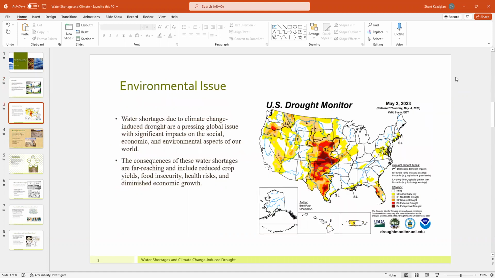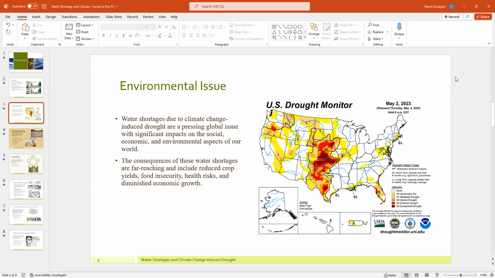The environmental issue, as you see in the picture on the right, is just the US, focusing on the drought monitor. The more dark red it is, the more extreme the drought. And you can see states like Texas are already in drought. The crack lines you see delineate the dominant impacts. These things are becoming more and more common. It's increasing throughout the years, and it's not only in the US, but worldwide.